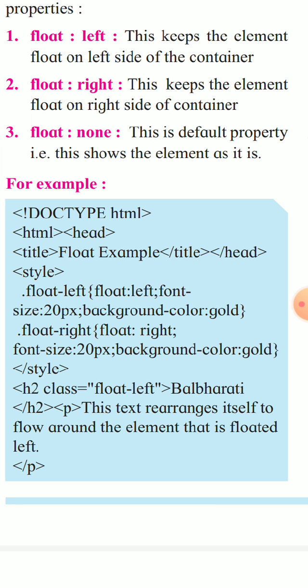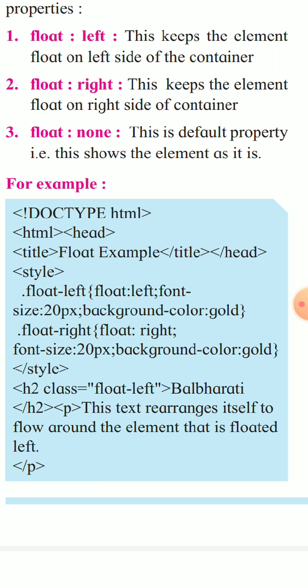First dot float-left, first we see here dot float-left, and then in curly brackets, float: left. Here the property is float, the value for float is left. Okay, then semicolon, font-size 20 pixel, again semicolon, background-color gold, curly bracket complete. Here the first class declaration is over.